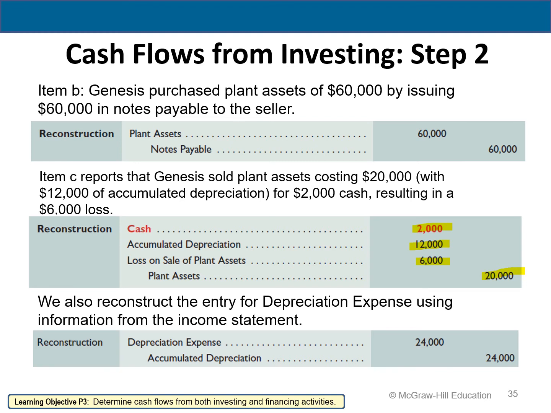So then we also want to construct the entry for the depreciation expense from the income statement a couple slides ago. I think they told us that there were $24,000 of depreciation expense. So we're just going to record depreciation expense of 24 and accumulated depreciation of 24. So we're reconstructing the entry to figure out our cash activity, right? So that's step 2.